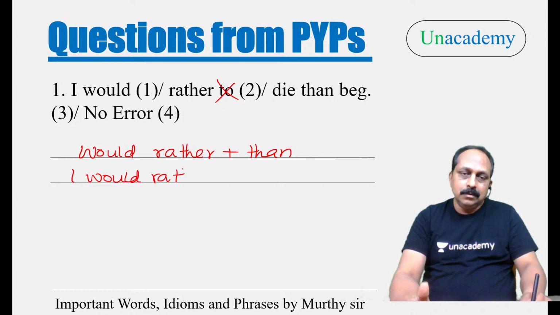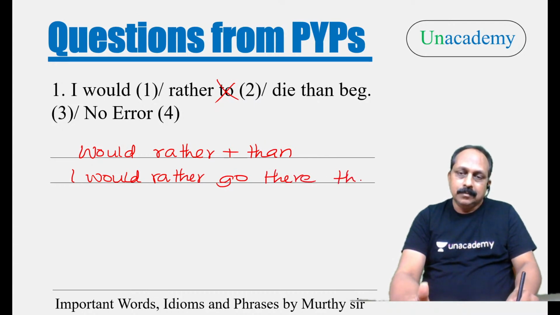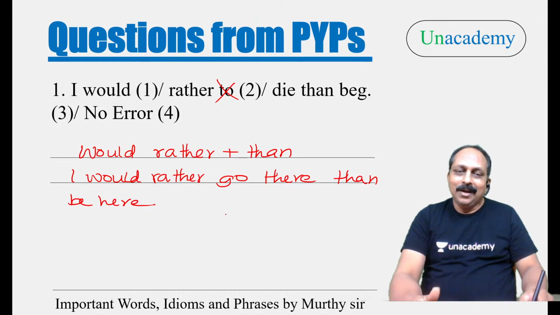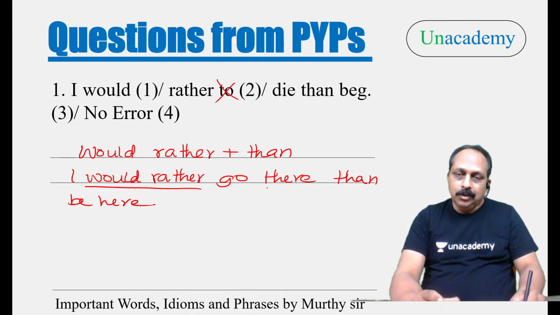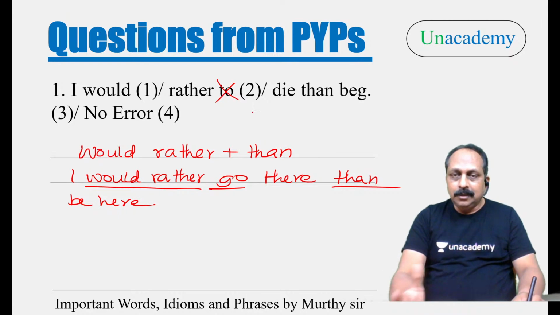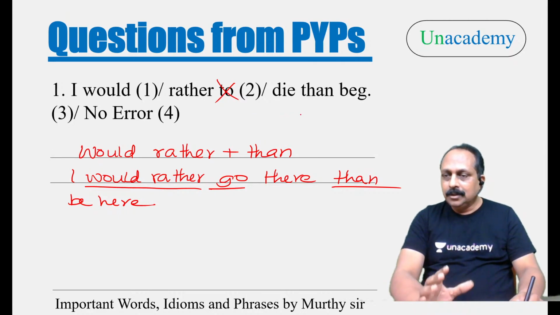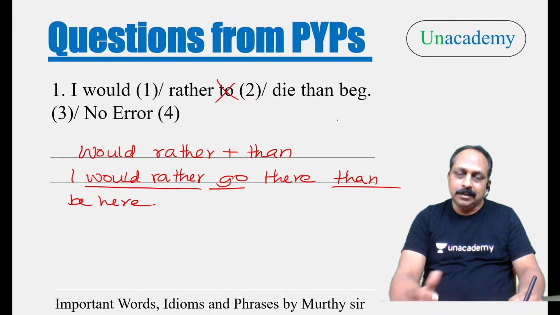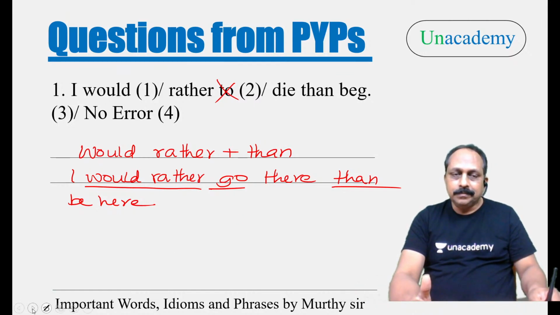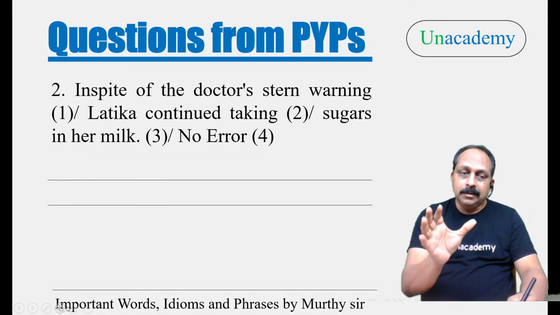I would rather go there than be here. Only an example. I would rather go there than be here. So, what is the pattern over here? Focus on would rather, then you have the verb and the word than. Here we don't have to use to. I would rather die than beg. Simple, short sentence. Not that difficult. But if you don't know the pattern, then it becomes a problem.